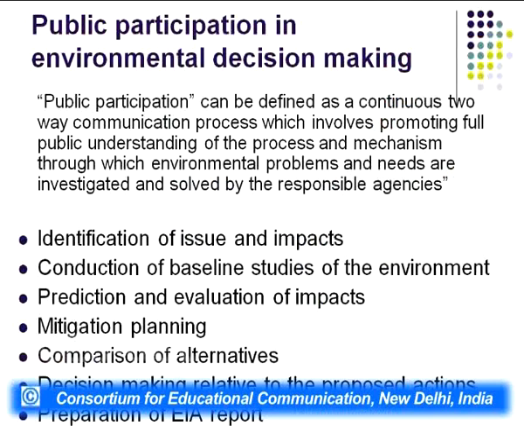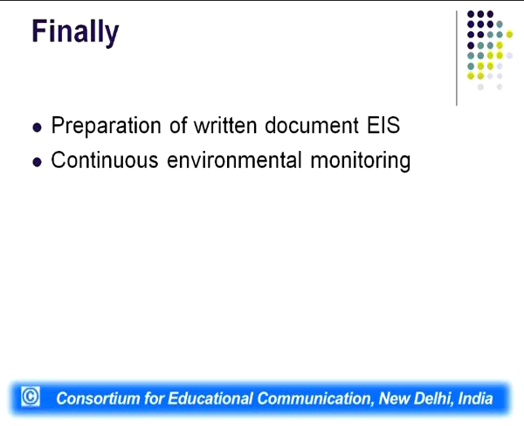So, what we will have to discuss with them is what can be elaborately discussed during the participation. They are identification of the issues and impacts, conduction of baseline studies of the environment, prediction and evaluation of the impacts, mitigation planning, comparison of alternatives, decision making relative to the proposed action, as well as during the preparation of the EIA report. I mean, these are the processes where public participation is required. Finally, the EIS or the environmental impact statement is completed in written form, and it has already involved the local community.